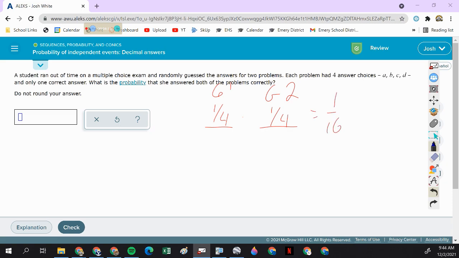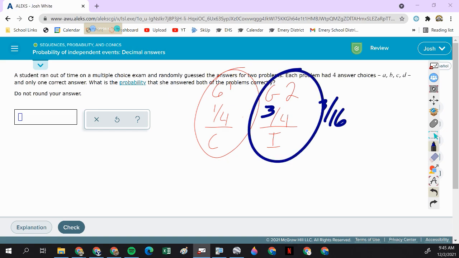1/16. Okay? What if I changed it and I said correct and incorrect? How would that change the answer? Right. The chance of getting an incorrect answer would be 3 out of 4. And then when you multiply, you get 3/16. Okay? So if you want to know what's the probability of this happening and this happening, you just multiply the answers together.